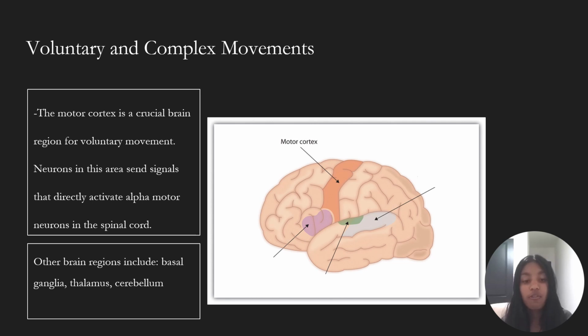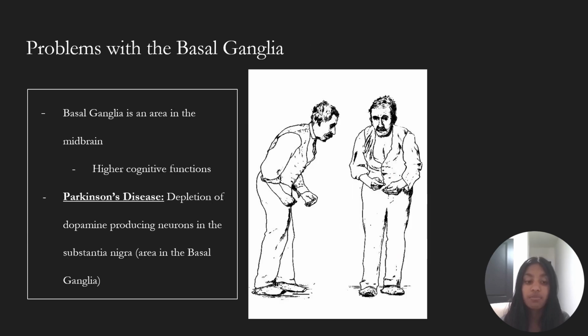We also have voluntary and complex movements. So the major region for voluntary and complex movements is the motor cortex, which is right in the image as you can see. And the neurons in this area send signals directly to the alpha motor neurons to activate them. Other brain regions that are important for voluntary and complex movements are the basal ganglia, thalamus, and cerebellum.